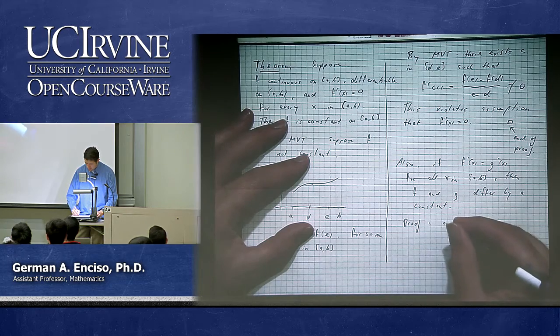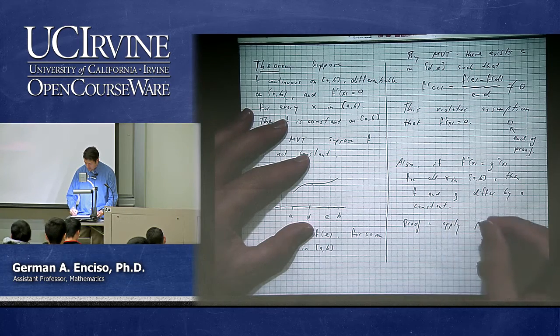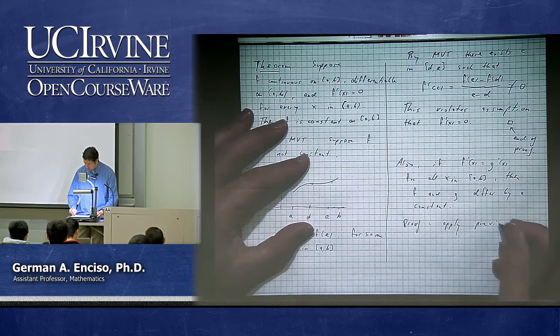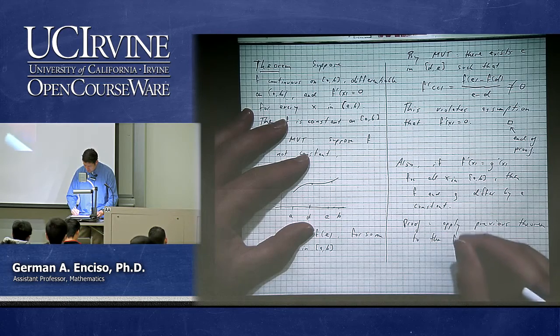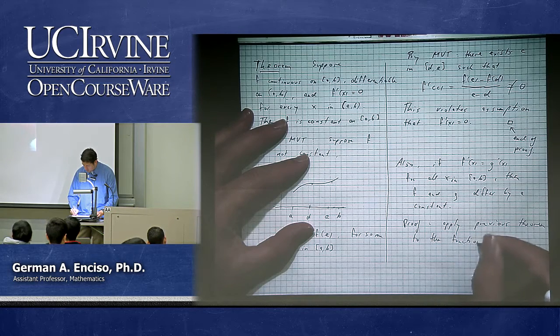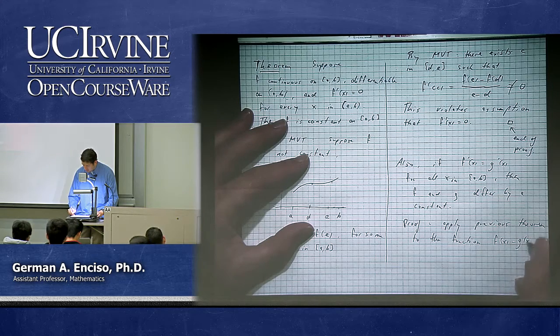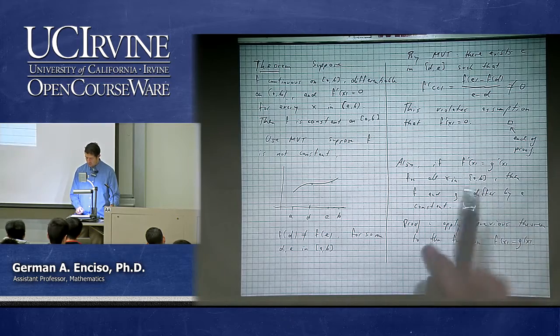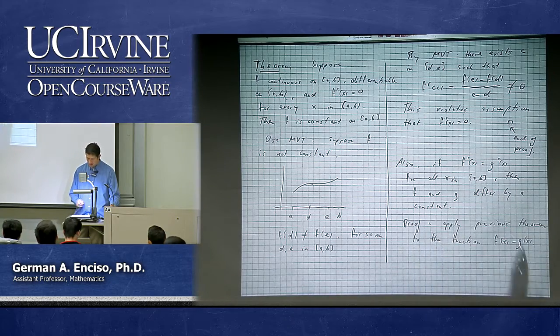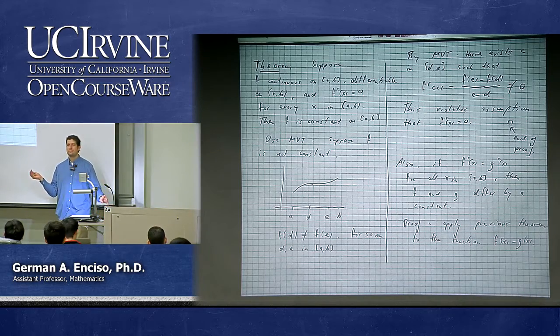is apply the previous theorem to the function f minus g. Okay? So the function f minus g has derivative 0 because f prime is equal to g prime. And so by this theorem, the difference has to be a constant. So the two functions differ by a constant. And that's it.